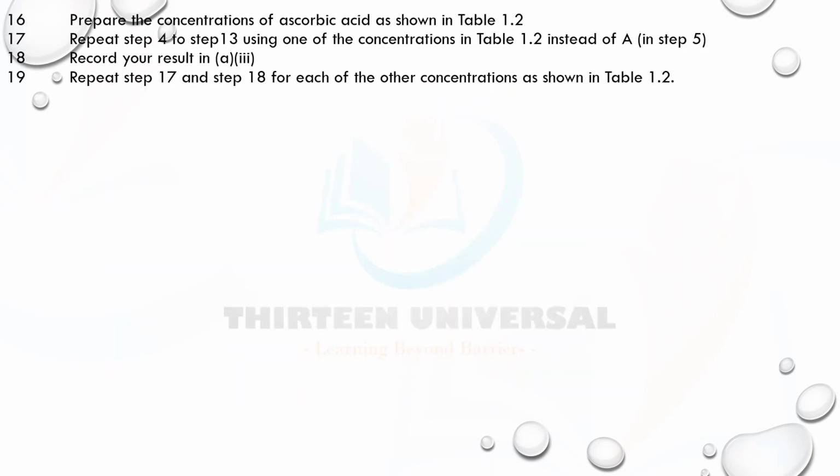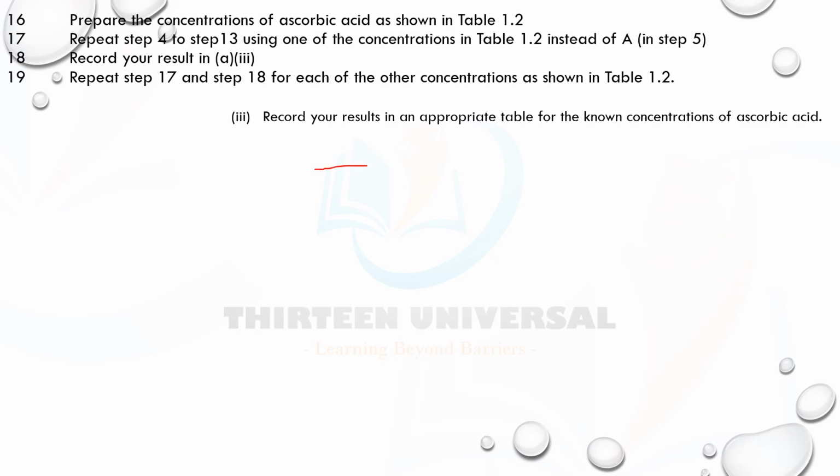So prepare the concentration of ascorbic acid. We have done that. Repeat step of the concentration table, 1 point. Record your result. Repeat for each of the concentrations. So they say we should record our result. Remember that we have not carried out this practical, but you know what to do.